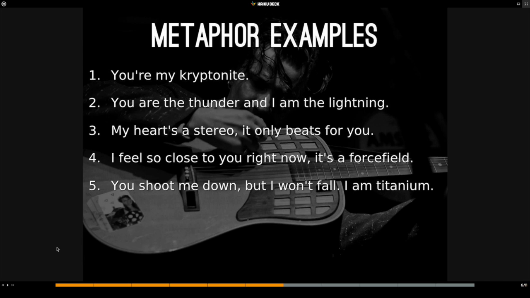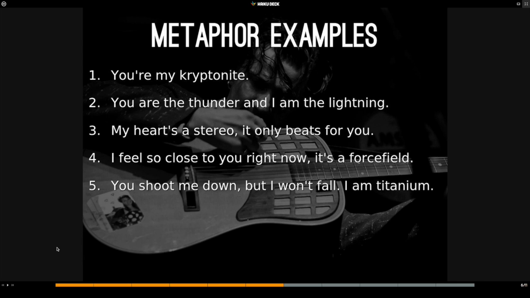You're my kryptonite. You're the thunder and I am the lightning. My heart's a stereo. It only beats for you. I feel so close to you right now. It's a force field. You shoot me down, but I won't fall. I am titanium.